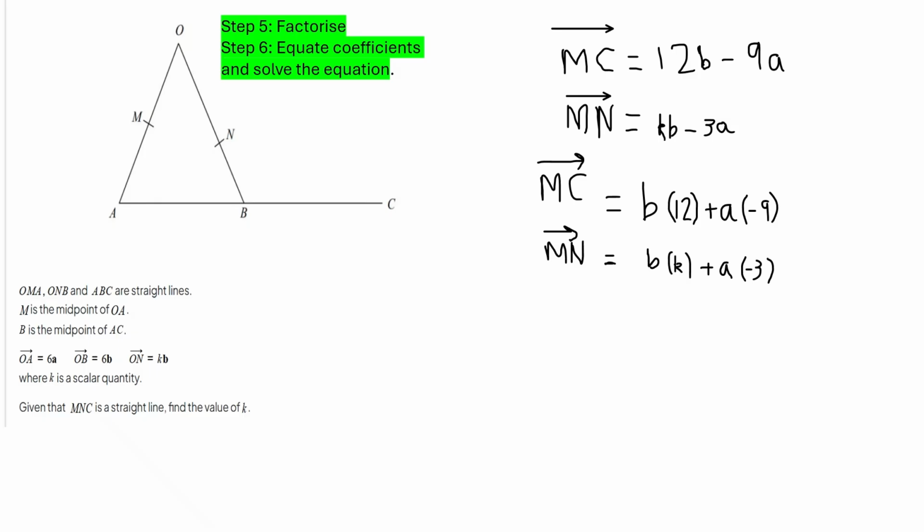And now we want to equate the coefficients, because they are multiples of each other. That means 12 over K must be the same as minus 9 over minus 3, because they are on the same straight line. So 12 over K equals minus 9 over minus 3, which means 12 over K equals 3. So 3K equals 12, and we divide by 3 on both sides. K equals 4, and that is our final answer.